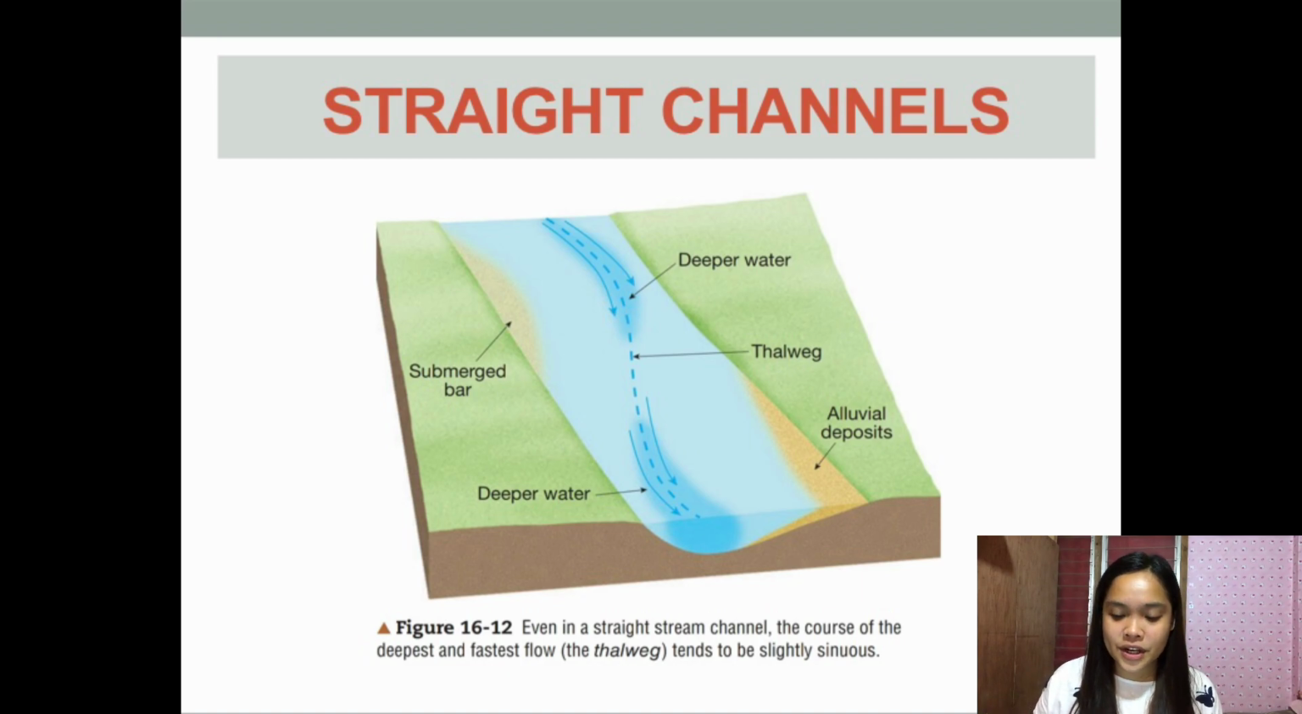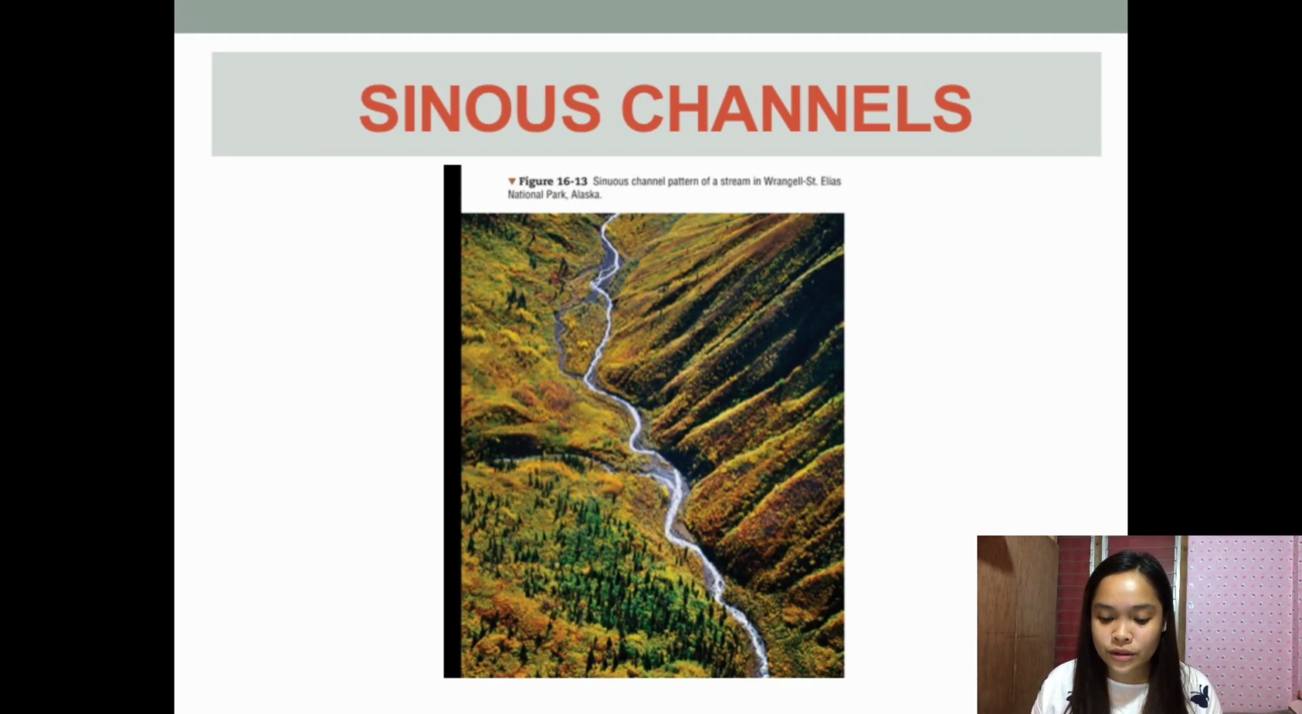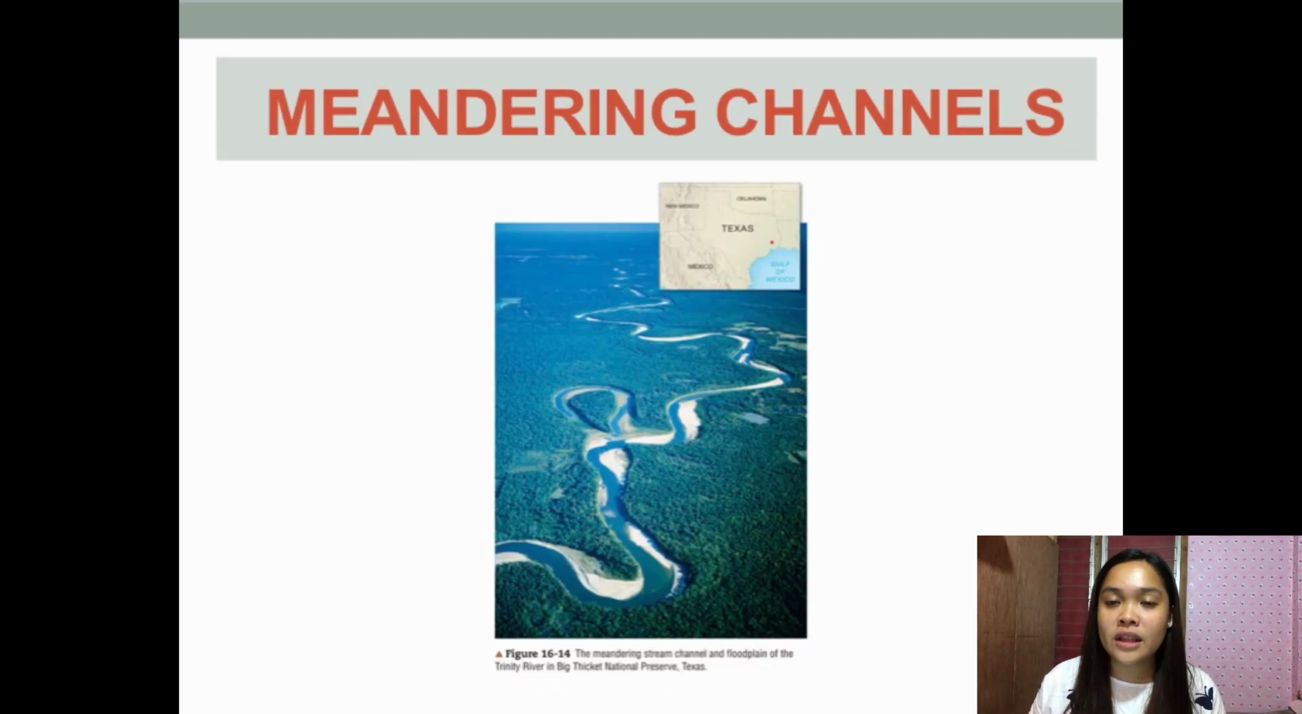The second stream channel pattern is the sinuous channel. Sinuous channels are much more common than straight ones. They are winding channels and are found in almost every type of topographic setting. The third one is the meandering channel.